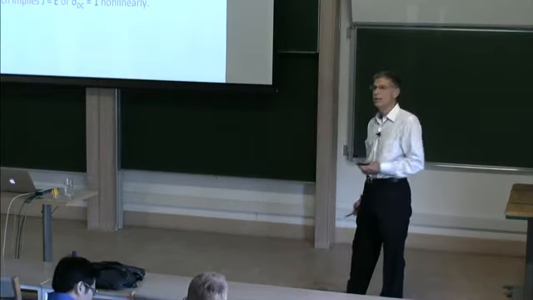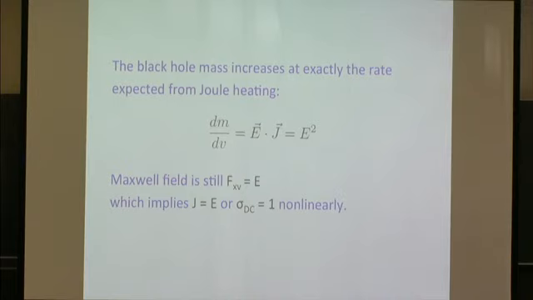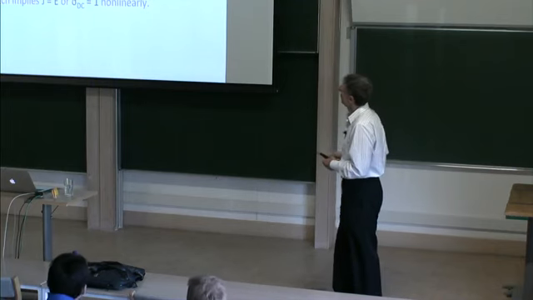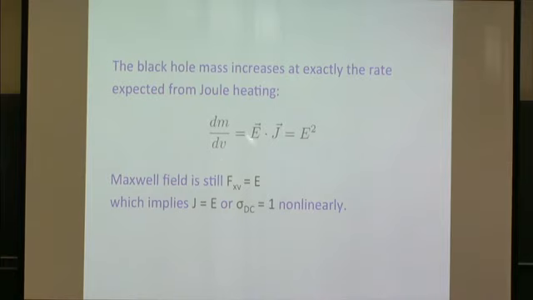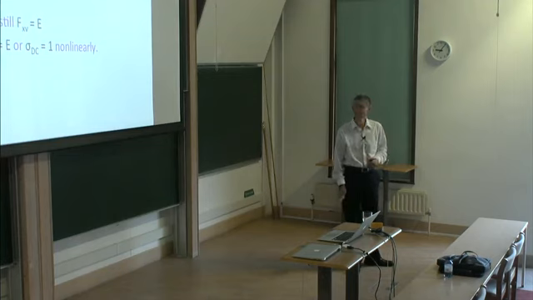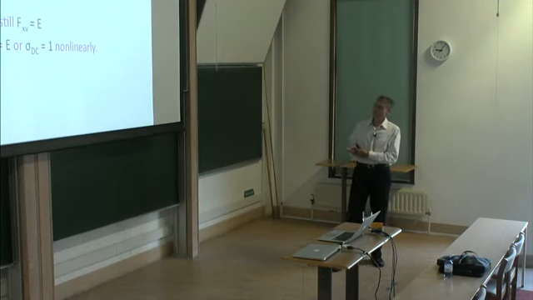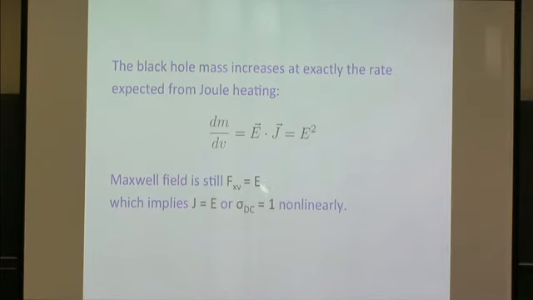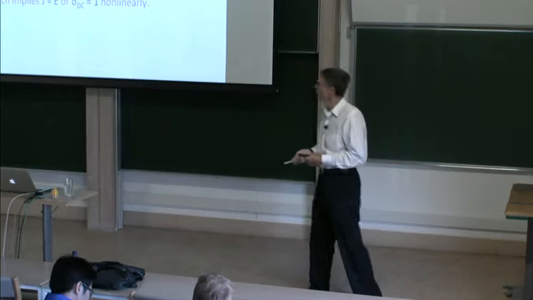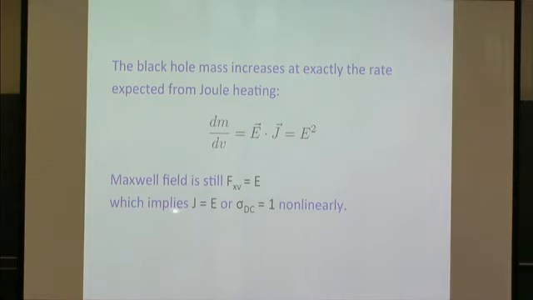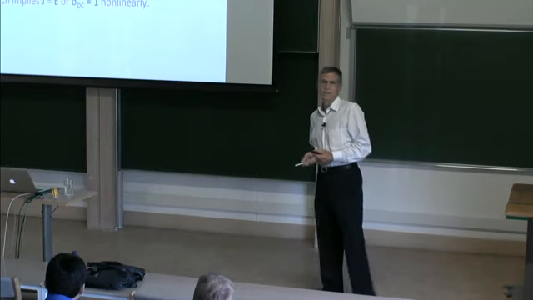And in fact, it's growing in time at exactly the rate you would expect from Joule heating in the dual conductor, because the derivative of mass, dm/dv, is just E dot J. J is equal to E, because sigma was 1, and so that's just E squared, and that's the solution we have. The Maxwell field in the full nonlinear solution is still constant. This F_xv equal to E is an exact solution in the Vaidya metric, and so J is still equal to E, or the DC conductivity is still 1, even beyond linear response.